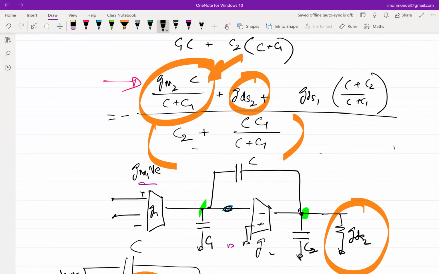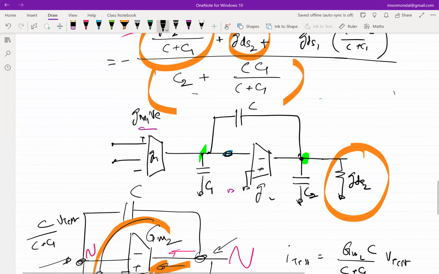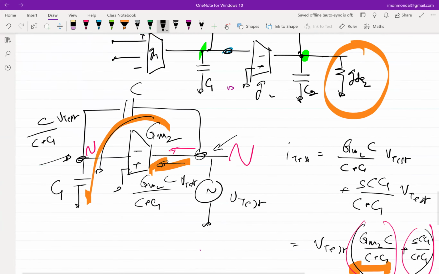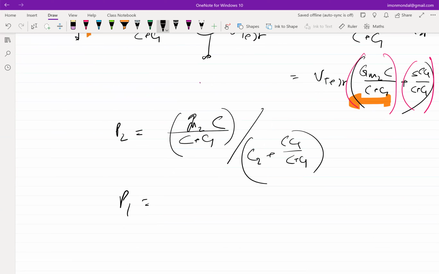So essentially, your P2 becomes GM2 C by C plus C1 divided by the denominator. I'm neglecting all the non-dominant terms, and the denominator is C2 plus CC1 by C plus C1. Okay. And P1, because of the Miller effect, is the negative of this, Miller effect shifted, GDS1 by 1 plus A2 times C1. Or not C1, CC.